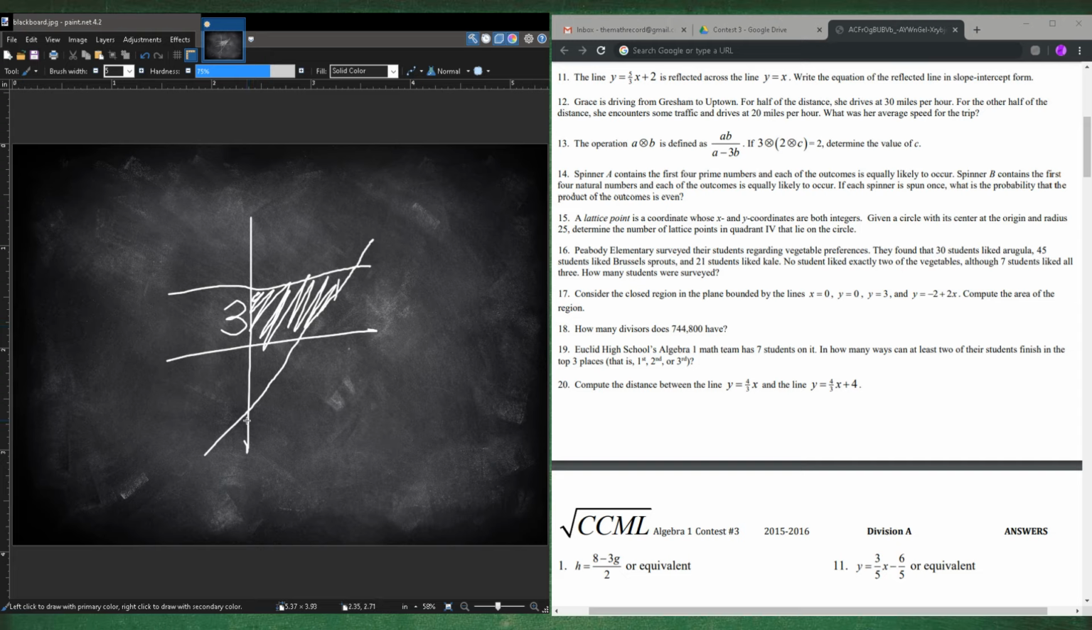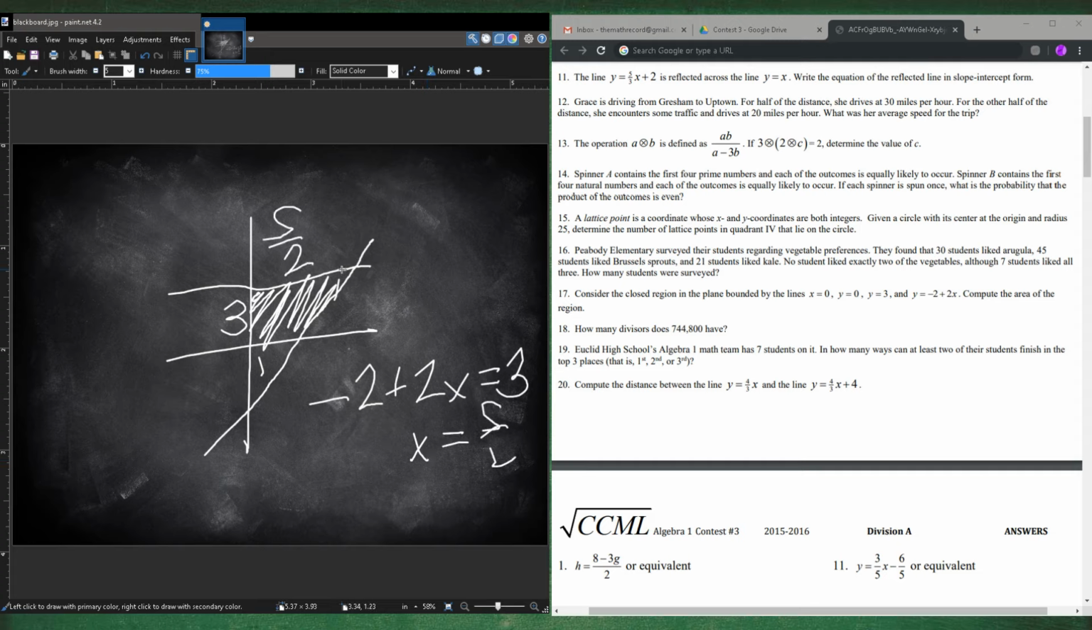So this is negative 2, 2. When does it intercept the x-axis? Negative 2 plus 2x equals 0, so x is obviously just 1. So this is 1. And then you find when negative 2 plus 2x is equal to y equals 3. So that's x equals 5 over 2. So this is 5 over 2.